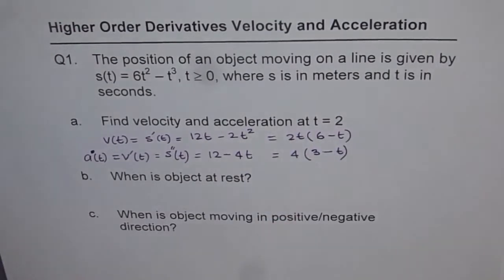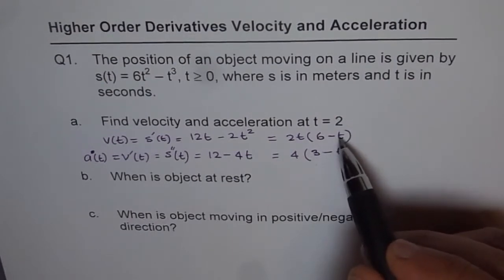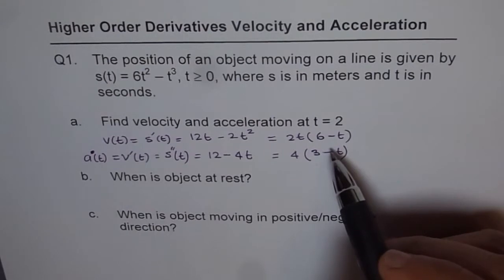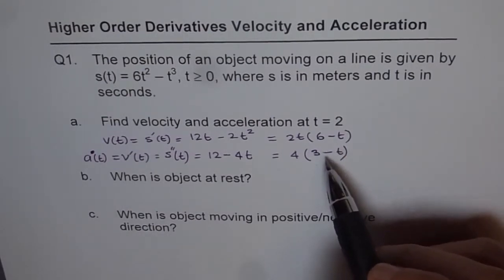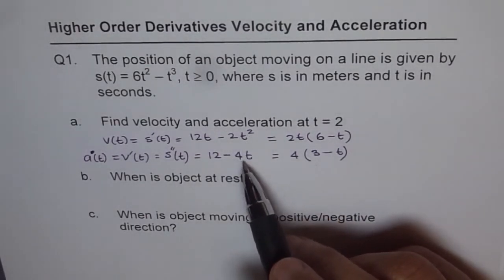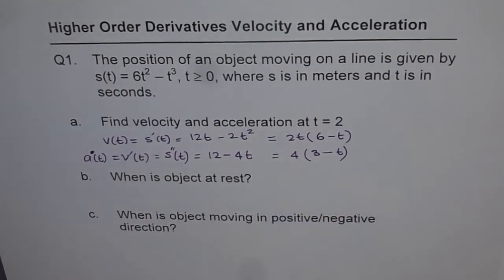Both equations have their own advantages, right? From here you can easily find zeros. So that is a factored form, which helps you find when velocity is 0, when acceleration is 0, and things like that. And this equation is better to work with as far as differentiation or finding values is concerned, right? Now once we have the equation, then we can find velocity and acceleration at t equals 2.